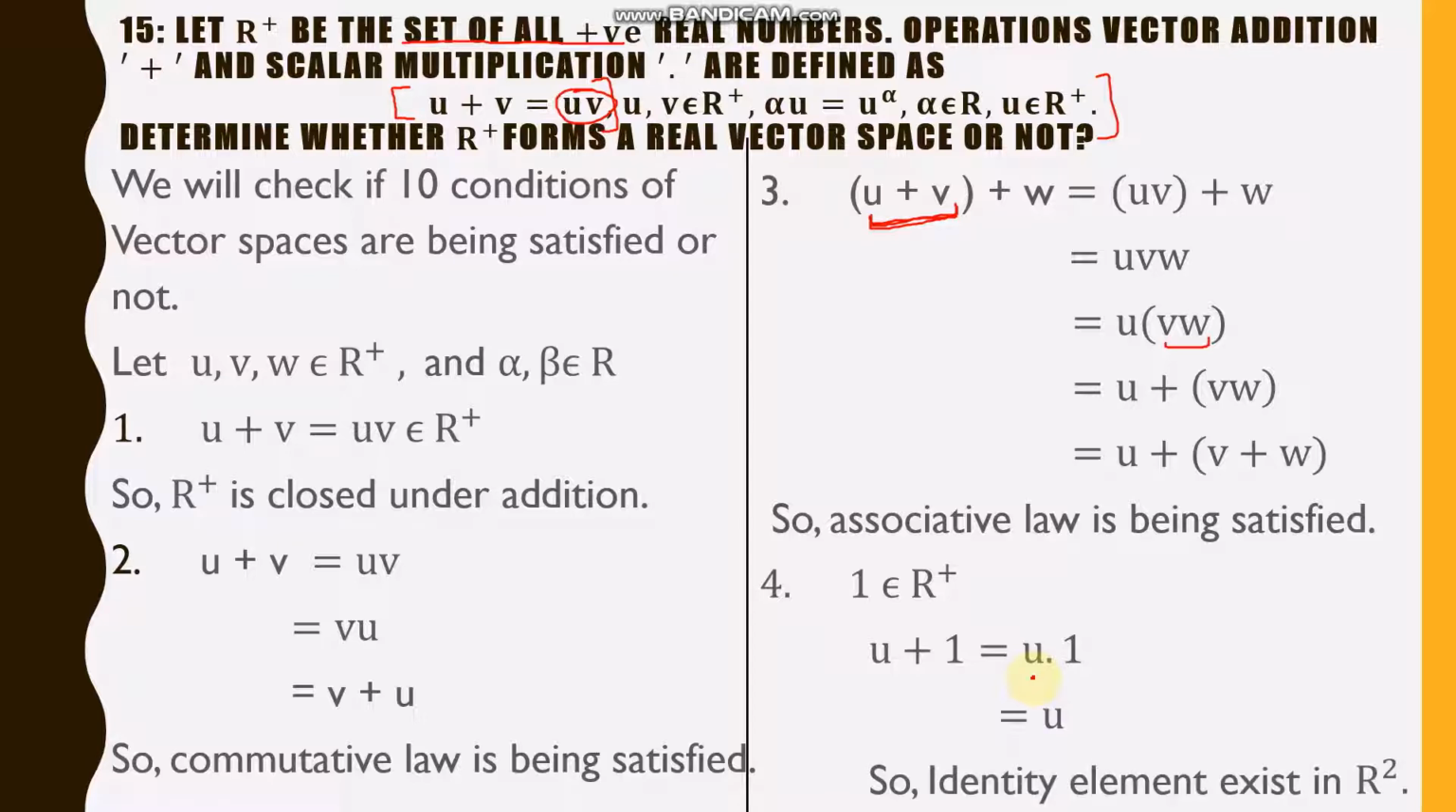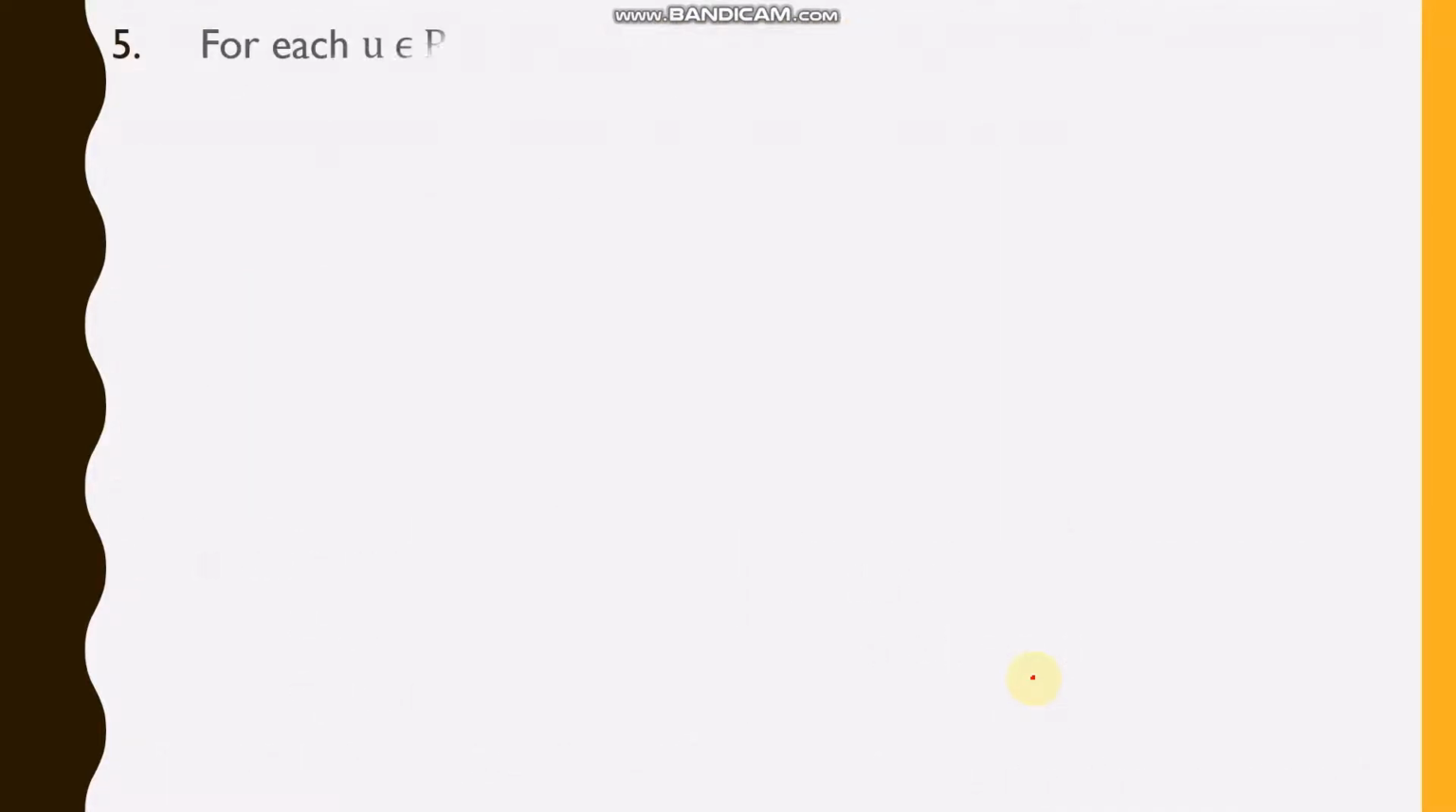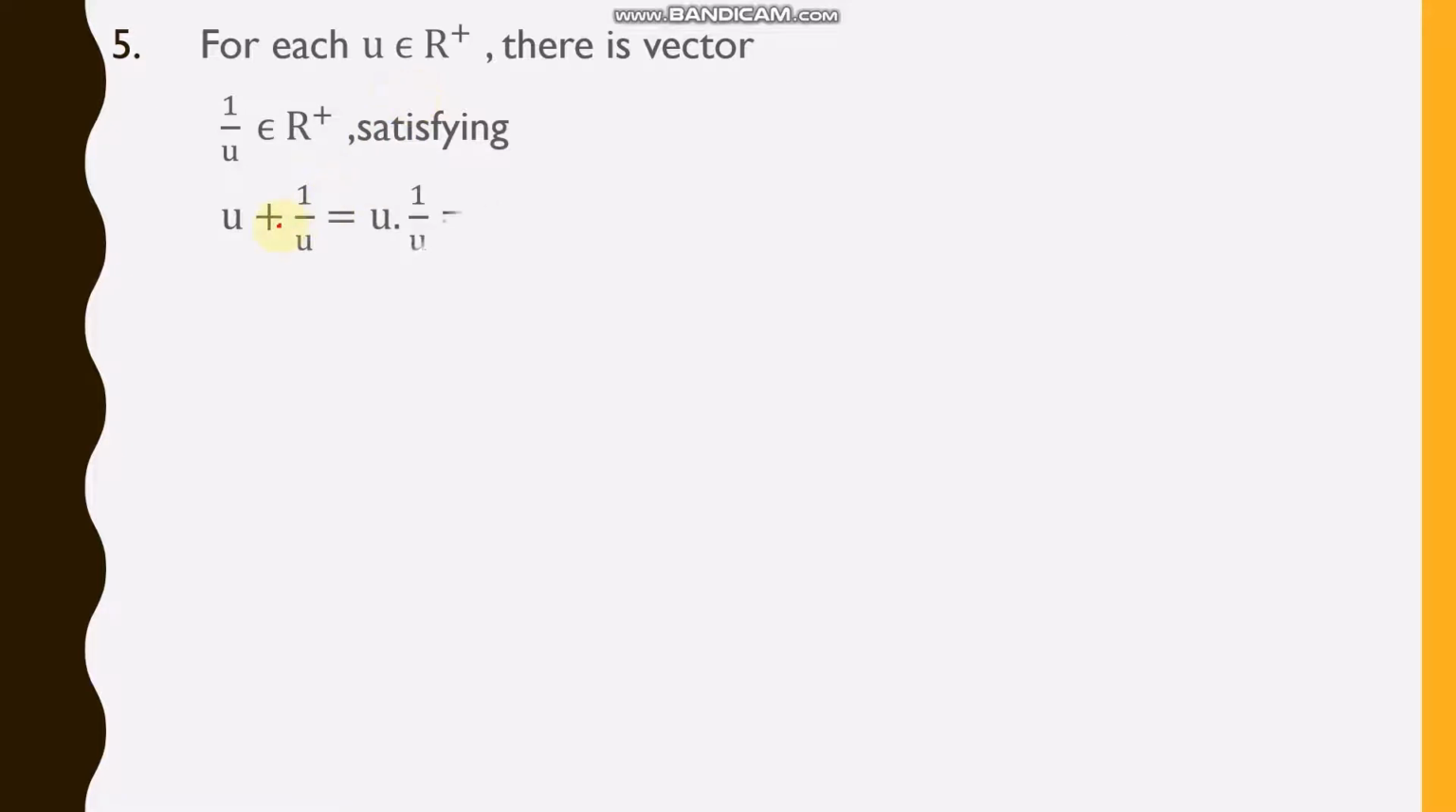Then next we have inverse. So for each u belonging to R plus, there is a vector 1 upon u belonging to R plus, satisfying the condition u plus 1 upon u is equal to u into 1 upon u, which is equal to 1.